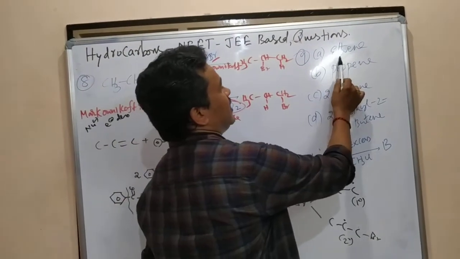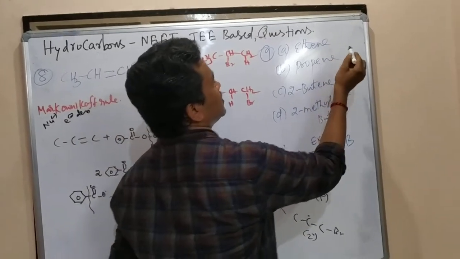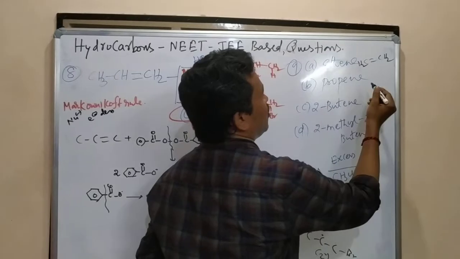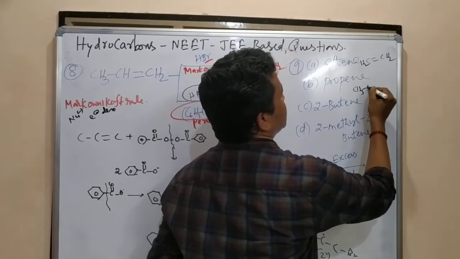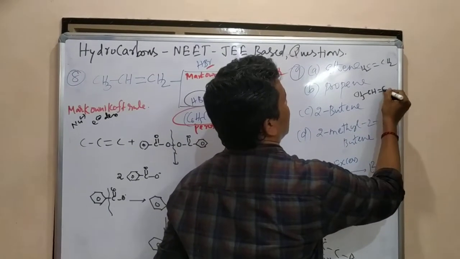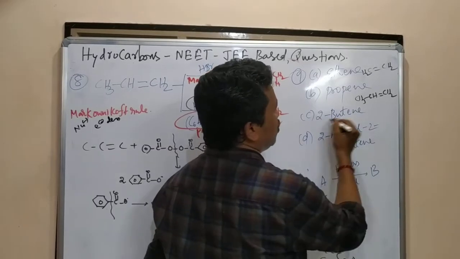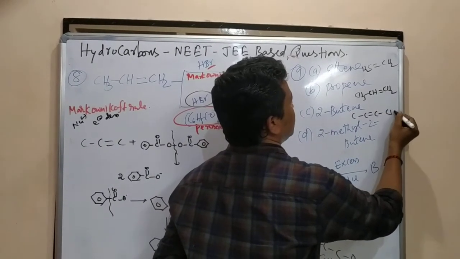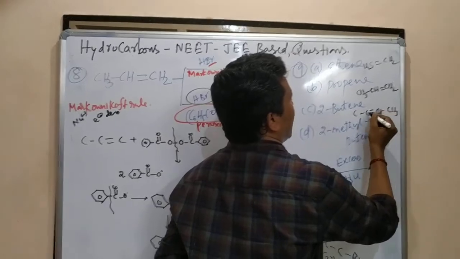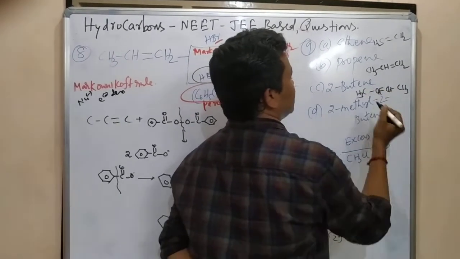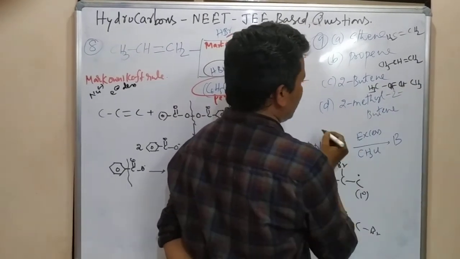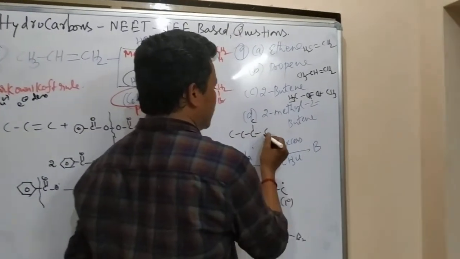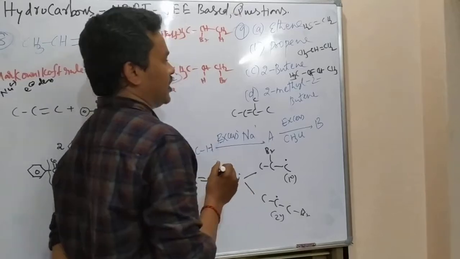Next question is A, ethene. Ethene means C double bond C, CH2. Propene means CH3, CH double bond CH2. 2-butene means 1, 2, 3, 4, with the double bond at the second position. This side CH3, H, CH3. 2-methyl-2-butene, methyl at the second position, and the double bond at the second position of butene.